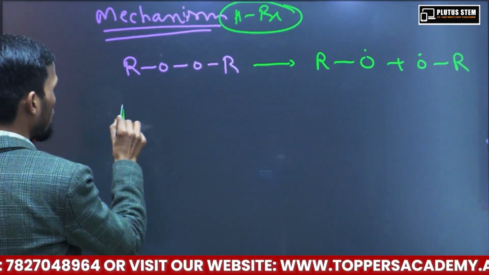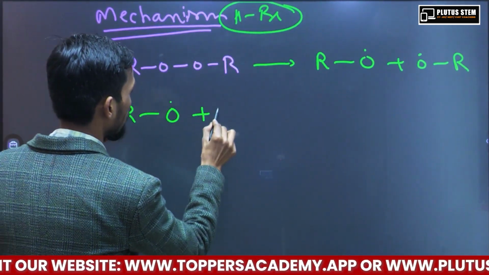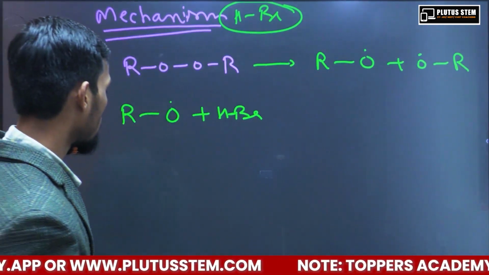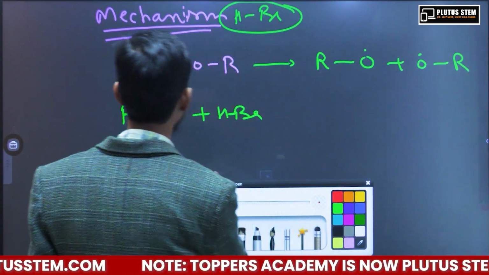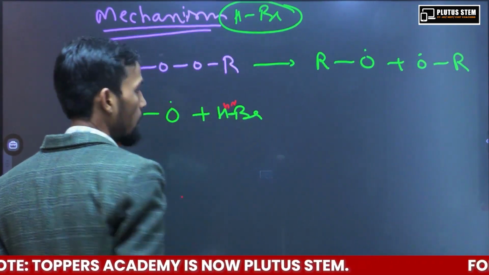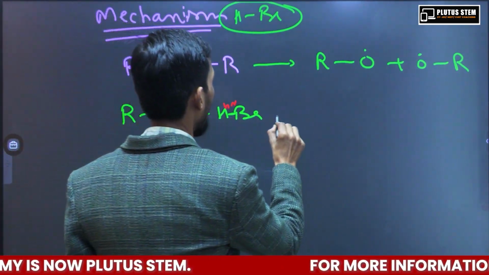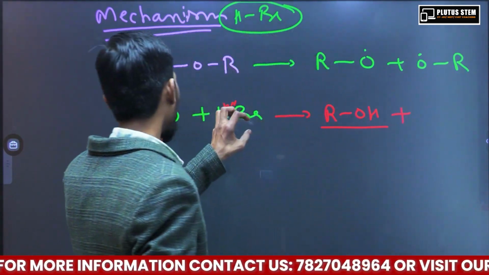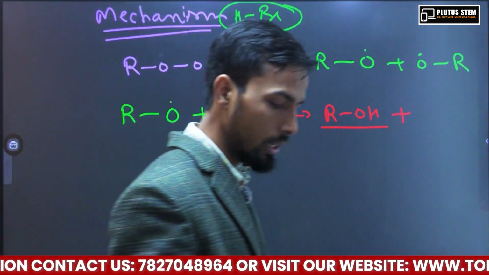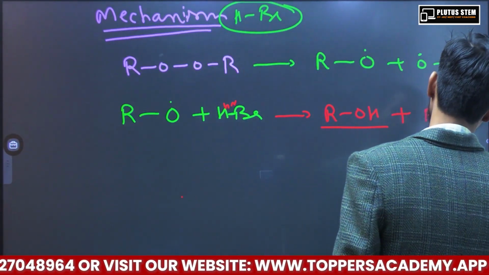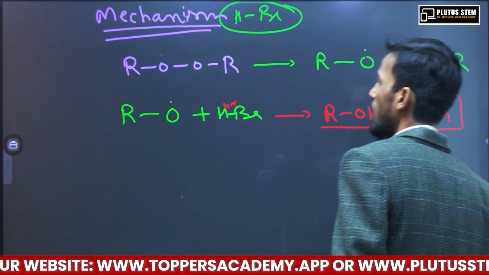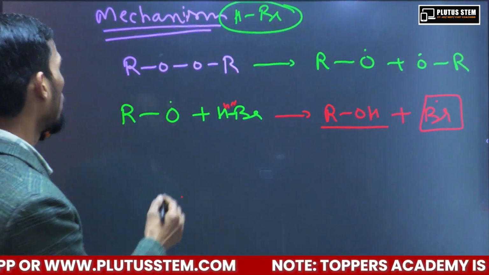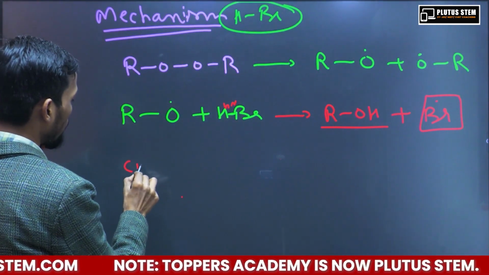So this RO is going to react with HBr, and this bond is going to break over here, and we are going to get an alcohol and a Br free radical. Now this Br free radical is highly reactive. What will it do? It will react with our alkene.